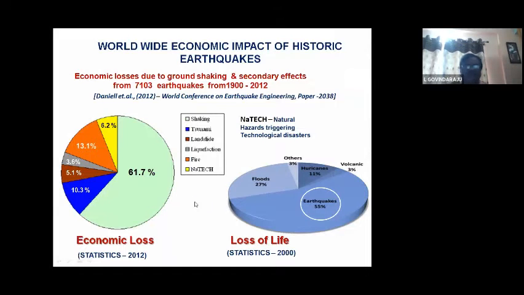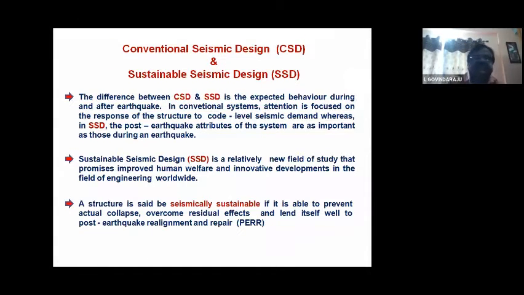In order to mitigate these earthquake hazards, we must either prevent an earthquake from coming, or otherwise protect ourselves from earthquakes. The first is highly impossible, because you cannot predict and prevent an earthquake. The only thing is there must be proper scientific preparedness to fight against this natural calamity, earthquakes. So there are two kinds of seismic design.